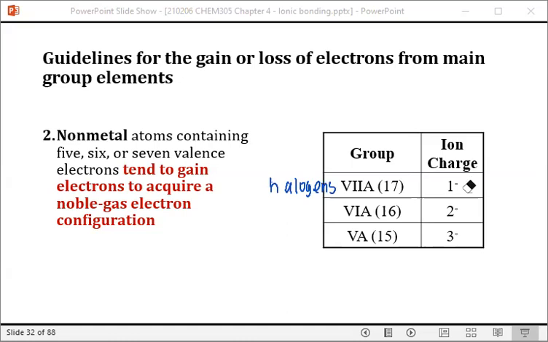And if they gain 1 electron, then they look like the closest noble gas, the noble gas that's just ahead of them in the periodic table, and they tend to have charges then of -1. Moving 1 column to the left, group 6A, or column 16, starts with oxygen. Those elements tend to gain 2 electrons to look like the closest noble gas. So since they gain 2 electrons, they end up with a charge of 2-. And then moving 1 more column over, the one that starts with nitrogen, group 5A, or column 15, those elements tend to gain 3 electrons, so they end up with an ion charge of 3-.